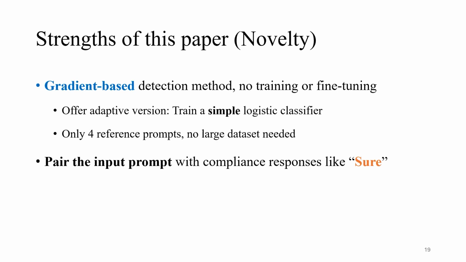Finally, we are to conclude this paper and answer the 3 questions. The novelty of this paper is twofold. First, the authors propose a gradient-based jailbreak detection method, which is more efficient and effective than existing ones. Second, they observe that when input prompts are paired with compliance responses, there are patterns shown in the gradients.